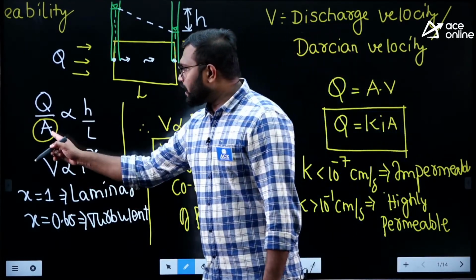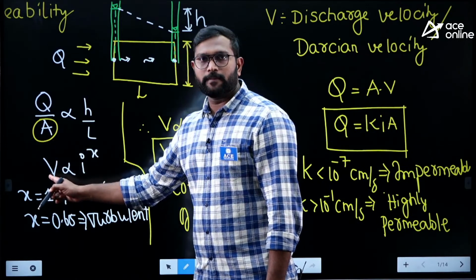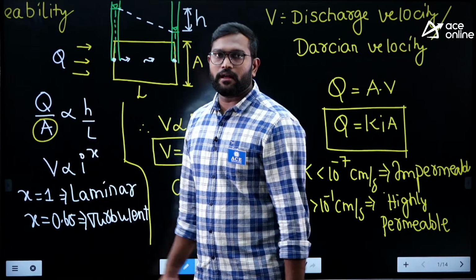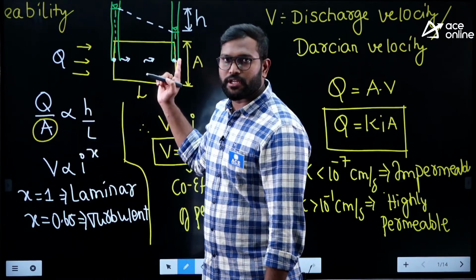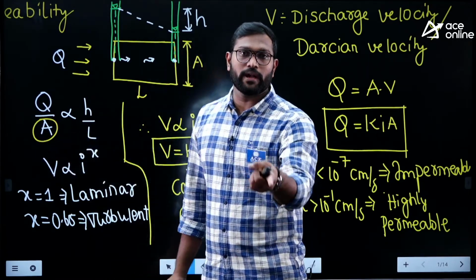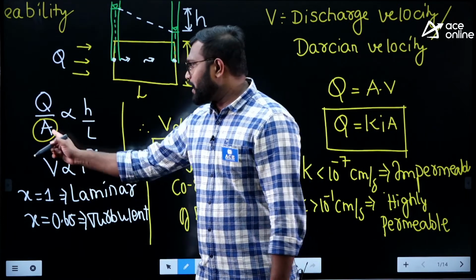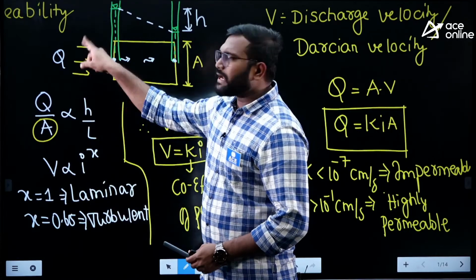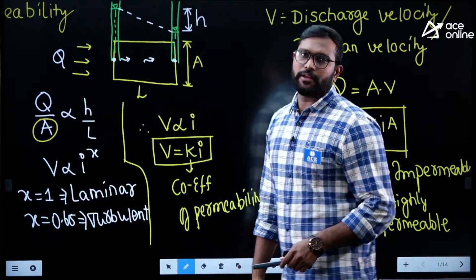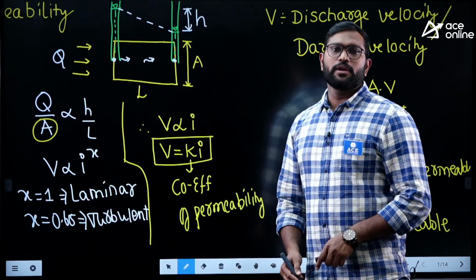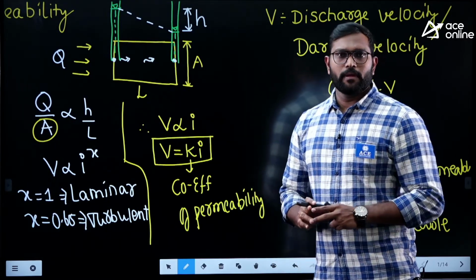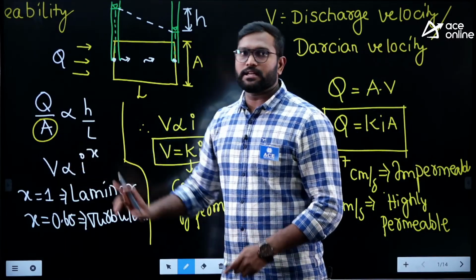If I change the area, then the velocity is also going to change, right? So now the true area is not the cross-section area. The true area is the area of voids. But if the area of voids changes, the velocity is also going to change. But flow rate remains the same as per continuity. Q is equal to A1 V1 is equal to A2 V2. Flow rate should be the same. But if area changes, the velocity also changes.